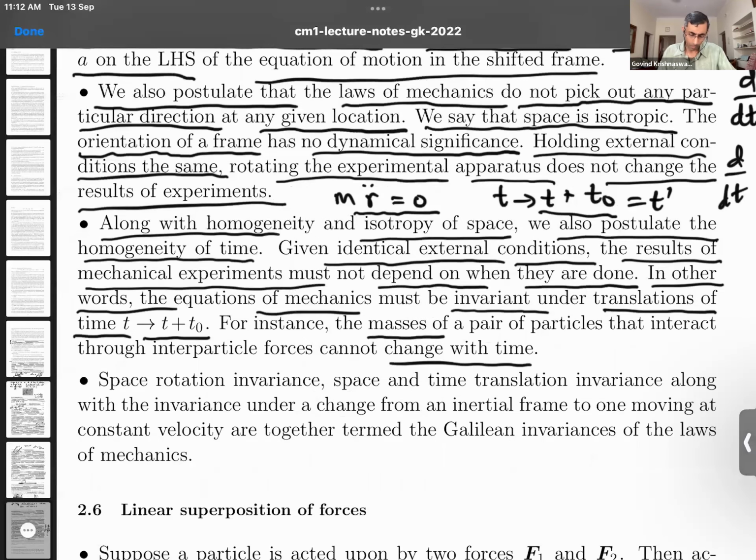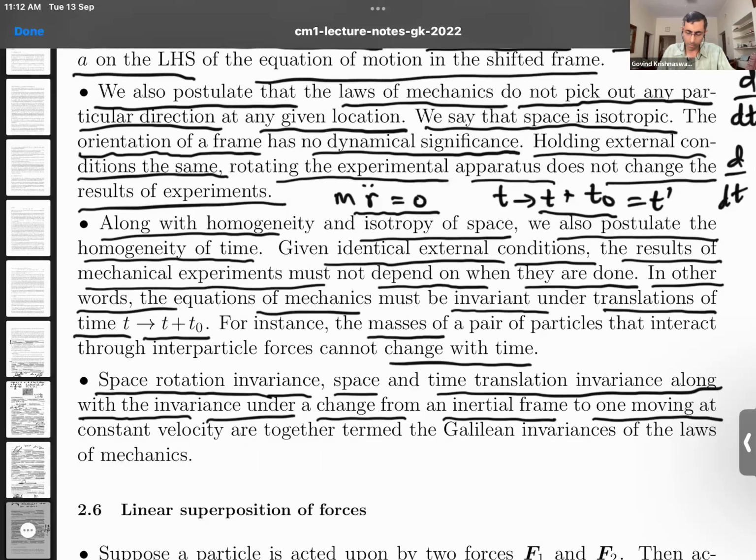So this is also called the reproducibility of results of experiments. If you do the experiment today and then repeat the experiment tomorrow or day after, or your friend repeats them, the results should be the same. Okay, so this has to do with the homogeneity in time or time translation invariance. So if we combine all these concepts, we say that space rotation invariance, space and time translation invariance, along with the invariance under a change from an inertial frame to one moving at a constant velocity. Yeah. So we have discussed several transformations now: translations in time, translations in space, rotations of space, and moving to a boosted frame of reference.